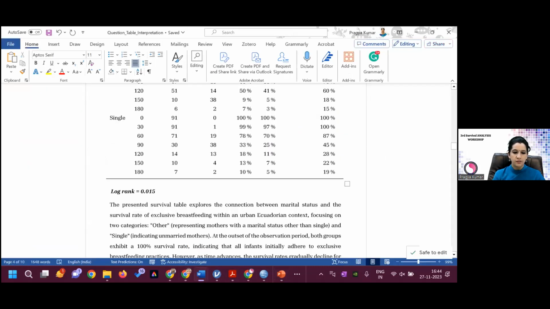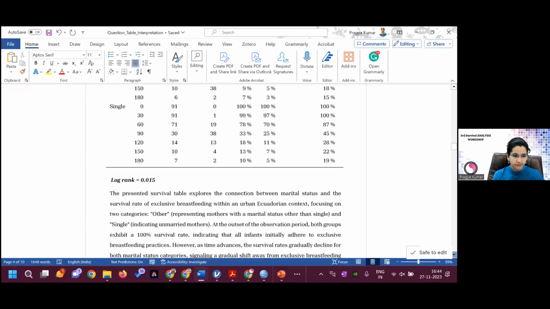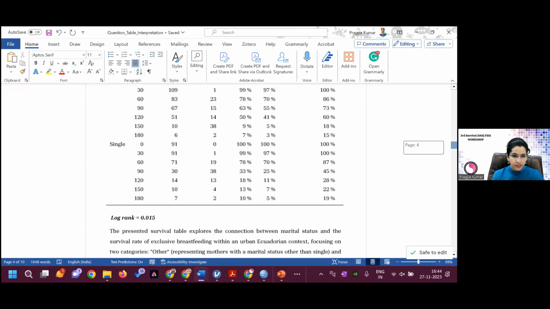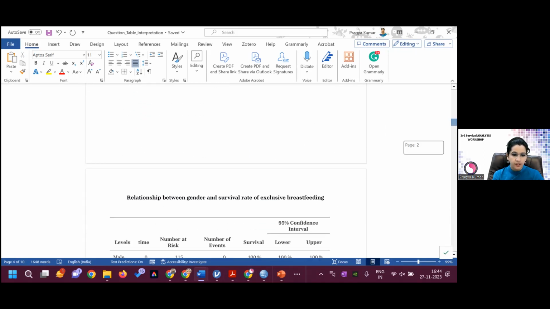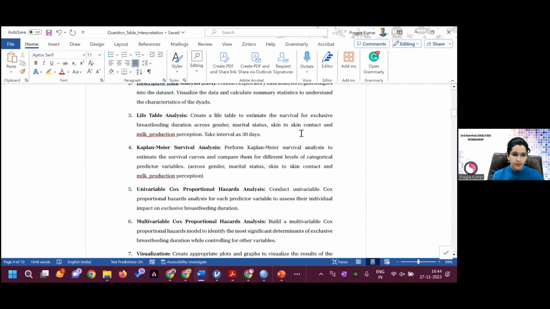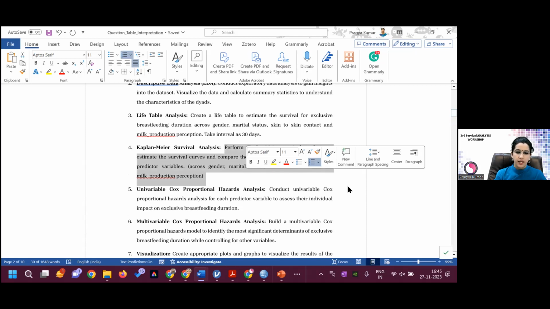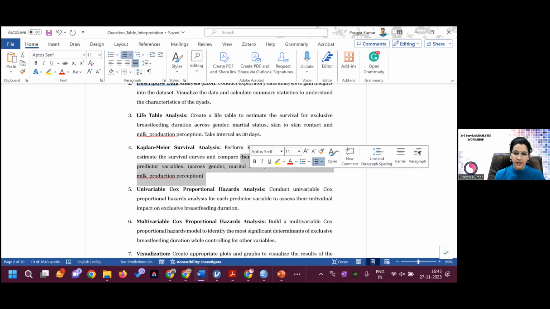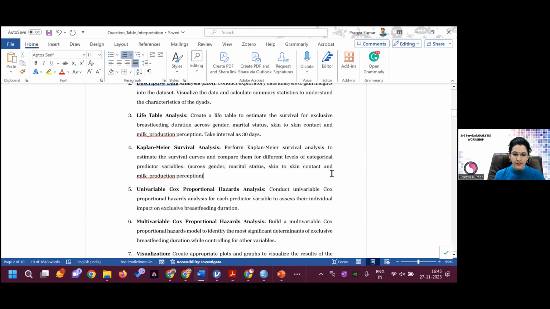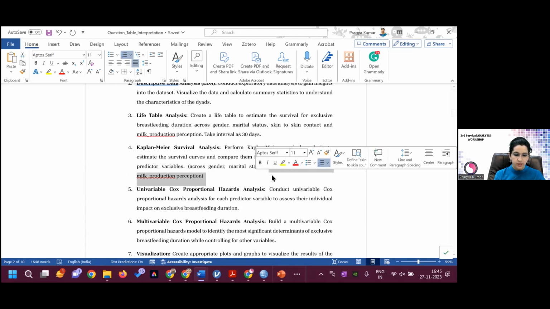So I'll go to this again. The question is the same, and the data set is also the same. I have to use the survival time. I have to perform this Kaplan-Meier analysis to estimate the survival curve and compare it for the different levels of categorical variables like gender, marital status, skin-to-skin contact, and milk production perception.